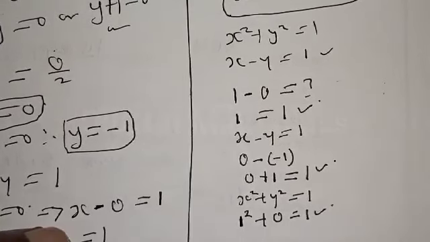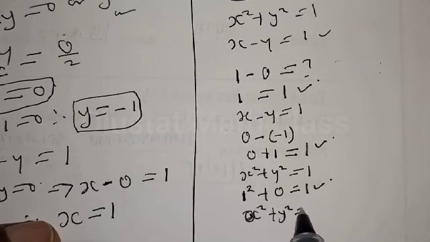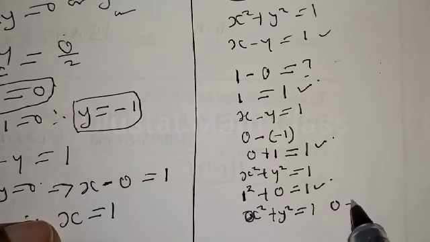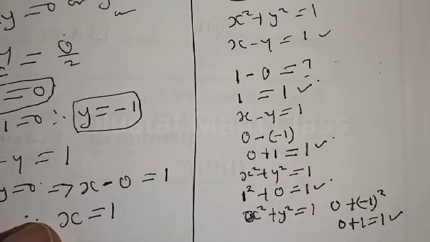Then, when y is equal to minus 1 and x is equal to 0, let's see. We have x squared plus y squared is equal to 1. Then we have 0 plus minus 1 squared. Then minus 1 squared is the same thing as 1. We have 0 plus 1 is equal to 1, which satisfies the given equation.